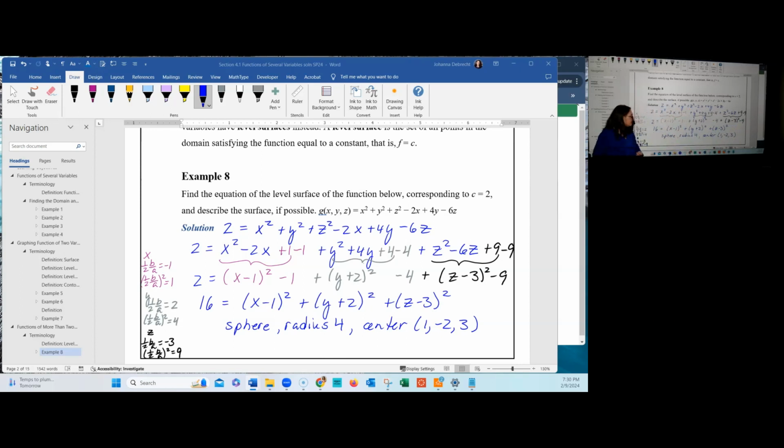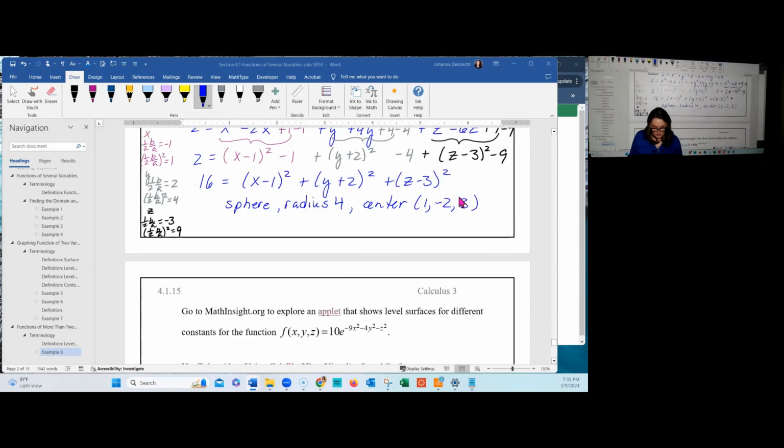When we move all the constants to the left side, we get 16 equal to the sum of the binomial squares. You may remember from chapter 2 that this is the equation of a sphere. The radius is 4, the square root of 16, and the center is at 1, -2, and 3. This level surface, when the C value is 2, represents one snapshot of what the 4-dimensional function looks like for a particular C value. In this case, maybe a W value.